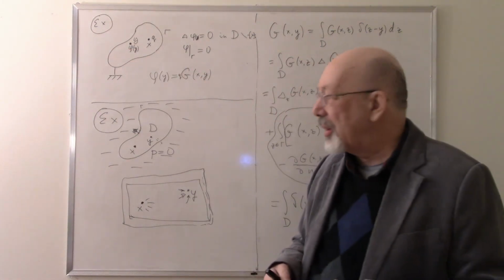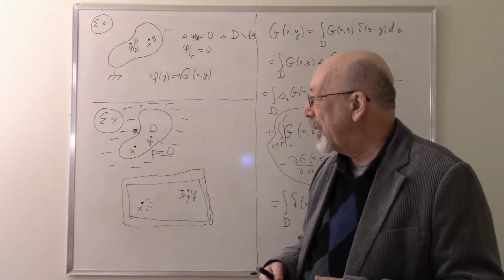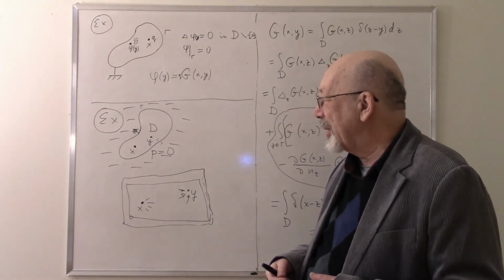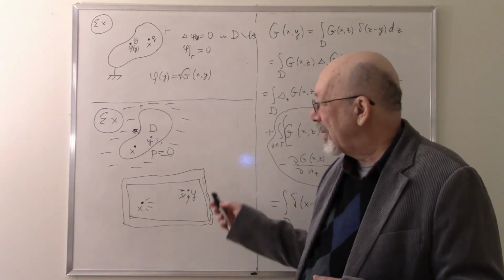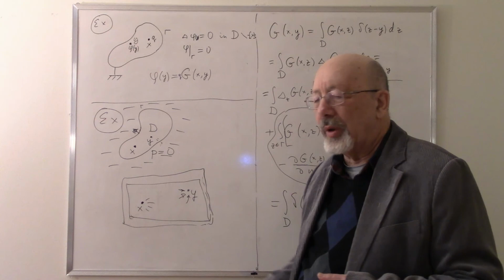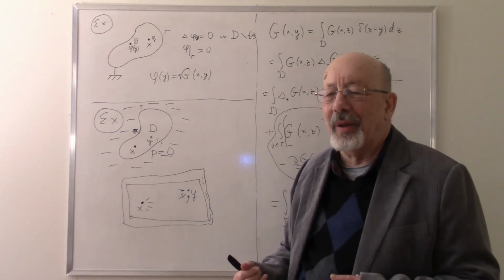Okay, so this is what we have about the symmetry of the Green's function. Next will be another topic, and this property will pop up a little later.